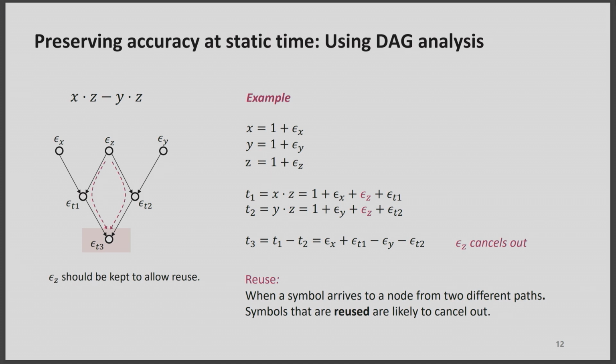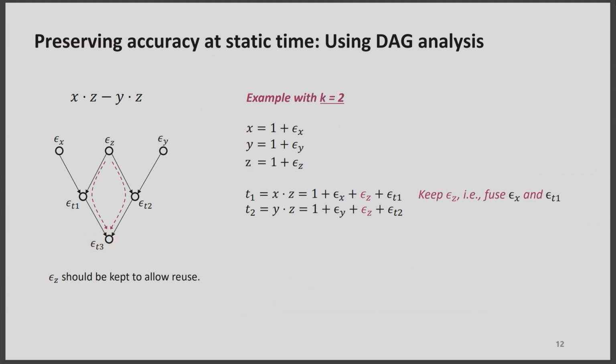I just stated the property here. When a symbol arrives to a node from 2 different nodes, as you can see there, epsilon 3 arrives from 2 different paths to the last node, then we say that you have reuse of this error symbol. And the more reuse you have, the more likely that your accuracy will improve, basically. So this is a property that we would like to exploit.